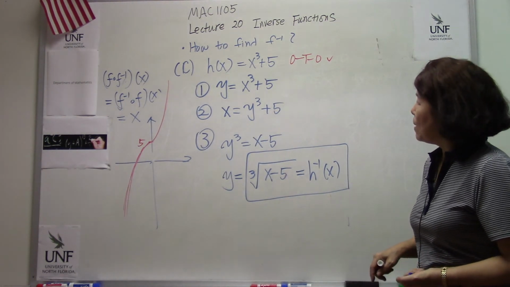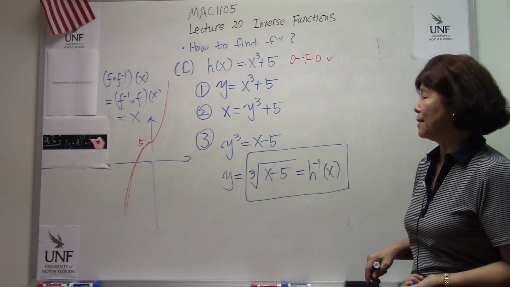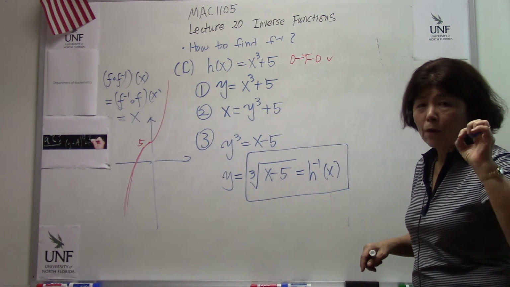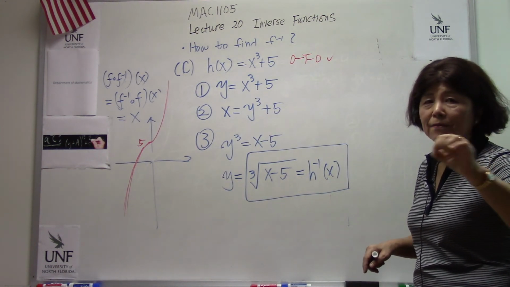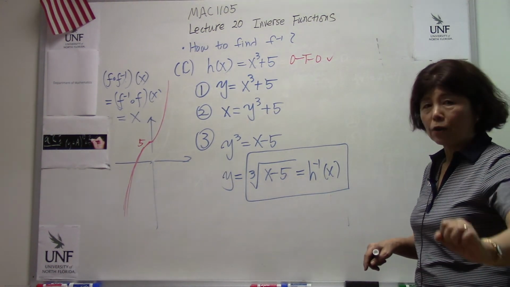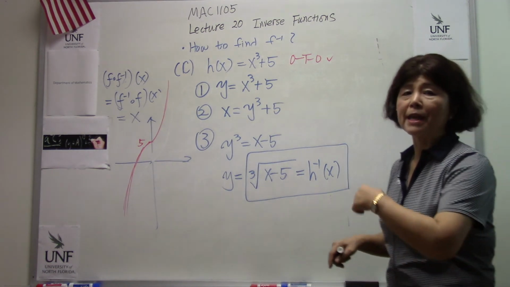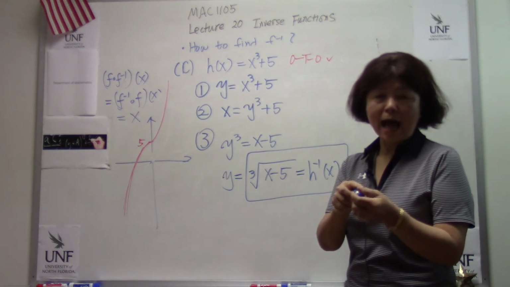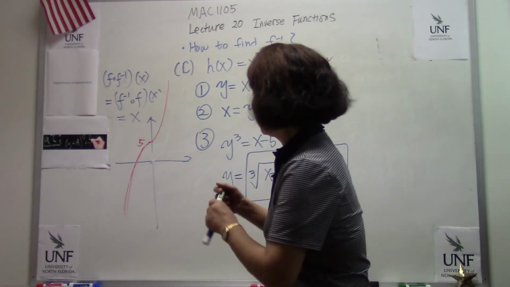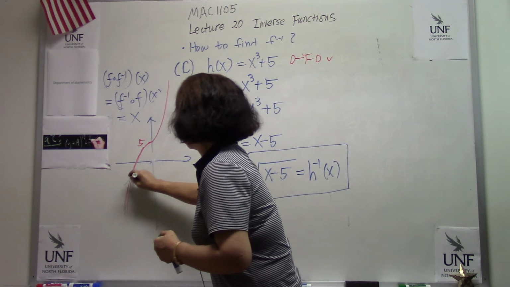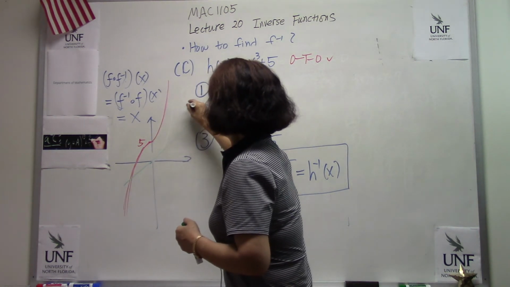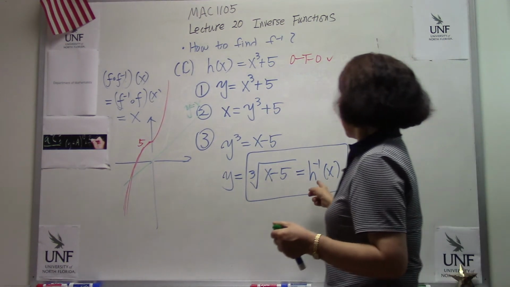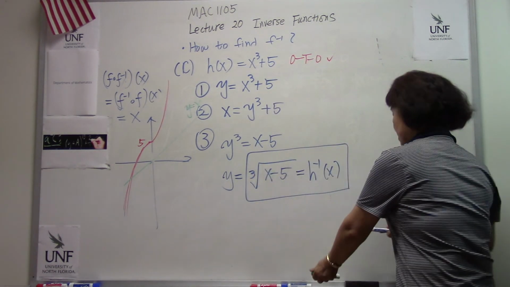Okay, so what does the graph look like? Earlier I said no exceptions. If all functions have an inverse, the graph of a function itself and the graph of the inverse function, those two graphs are symmetric about the line y equals x. So here is y equals x, so this is a line of symmetry. And let's graph h inverse.